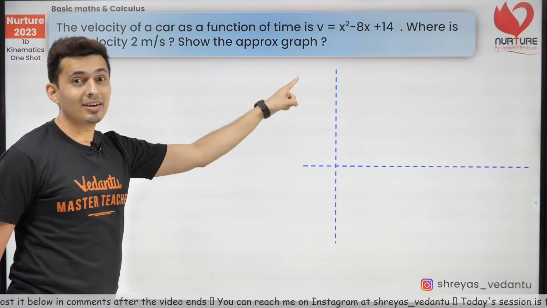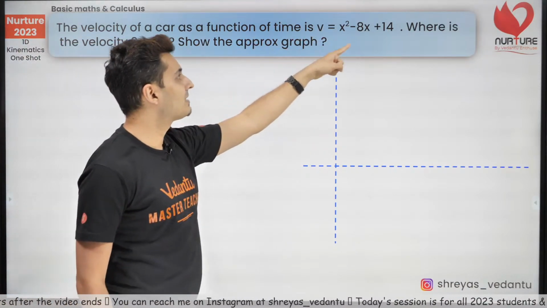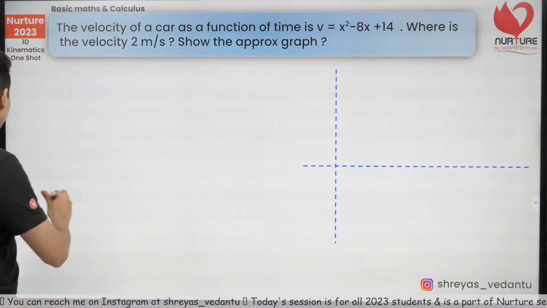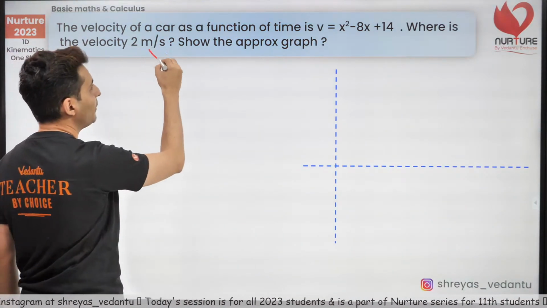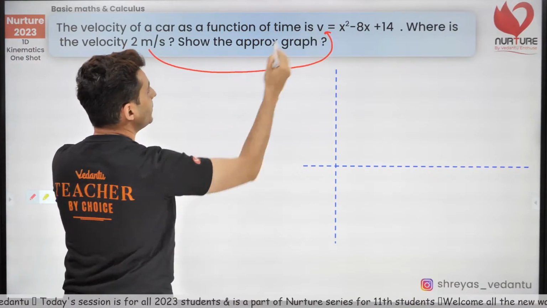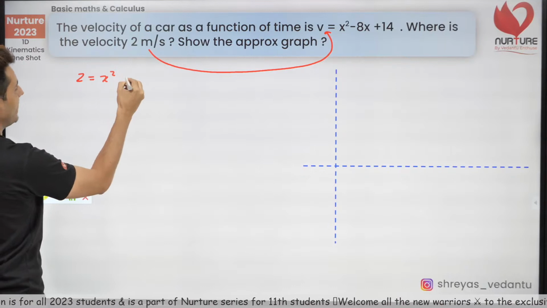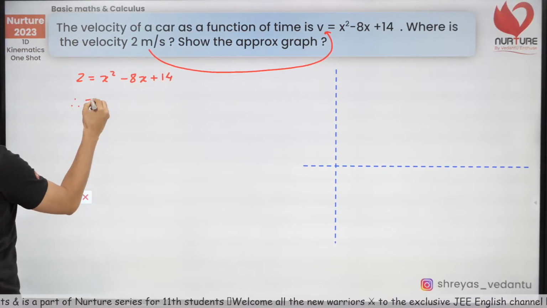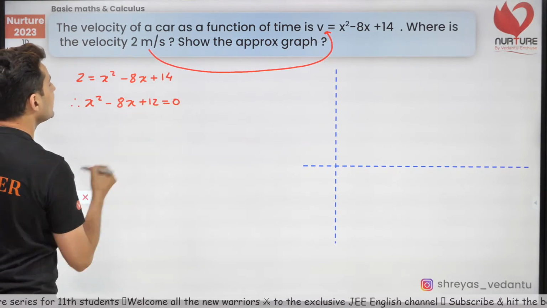I think we have to also show a graph of this. The velocity of a car as a function of time is this. Where is the velocity 2 meters per second? Come on, let's see how many of you can solve this before I complete writing this solution. Velocity of the car is 2 meters per second. That means 2 is equal to x square minus 8x plus 14. Therefore, x square minus 8x plus 12 is equal to 0.